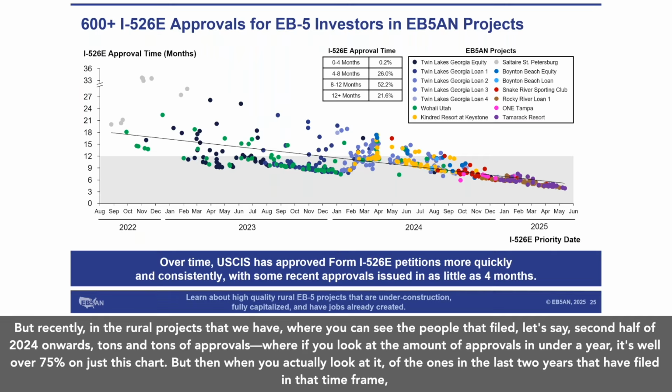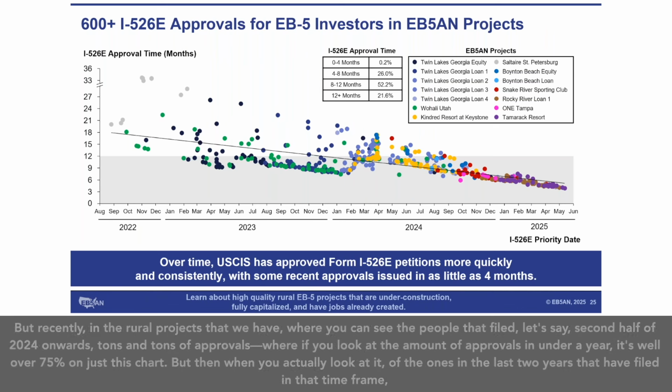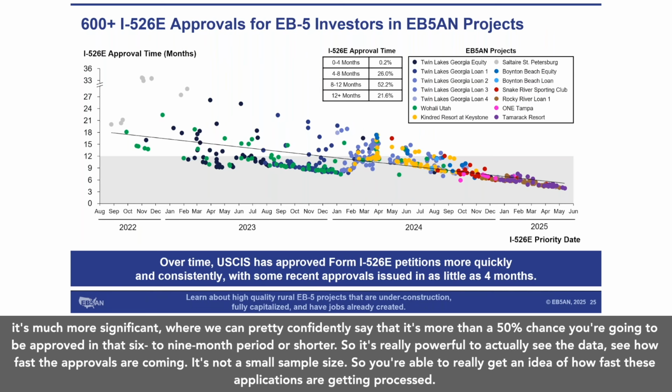But when you look at the ones that have filed in the last 2 years, it's much more significant, where we can pretty confidently say that it's more than a 50% chance you're going to be approved in that 6 to 9 month period or shorter. So it's really powerful to see the data, see how fast the approvals are coming. It's not a small sample size, so you're able to really get an idea of how fast these applications are getting processed.